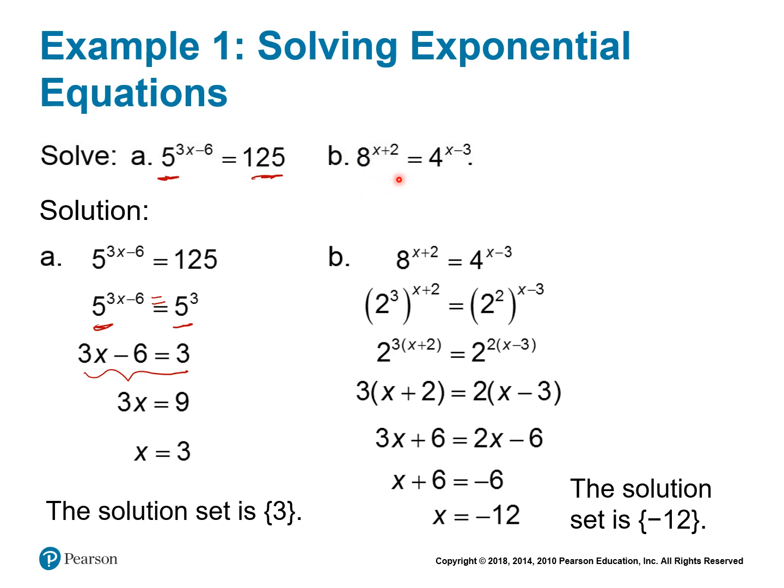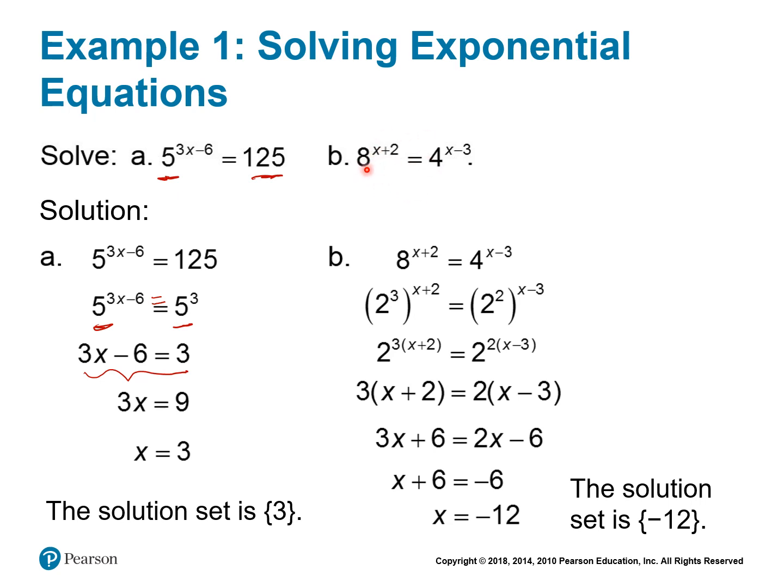For this one, for example B, 8 raised to the power x plus 2 equals 4 raised to the power x minus 3. Now, we have 8 here and we have 4 here. We can give it a common base. We can change both 8 and 4 to a common base of 2. We cannot change 8 to a base of 4 using exponents, but we can change both to a common base of 2.